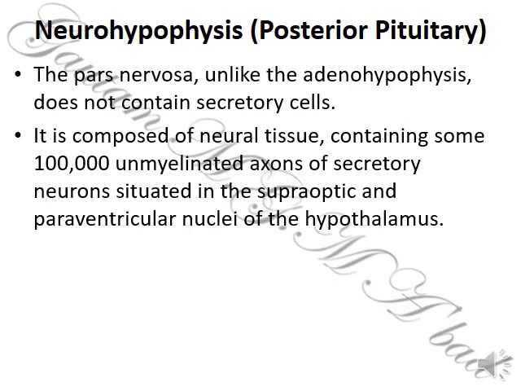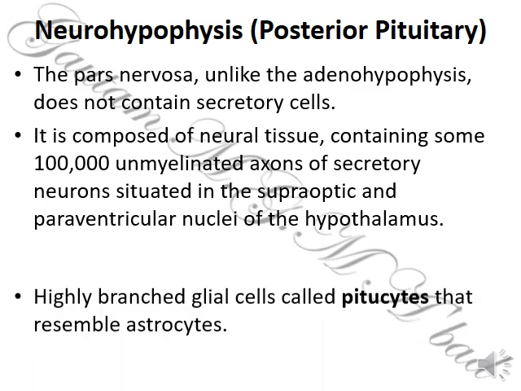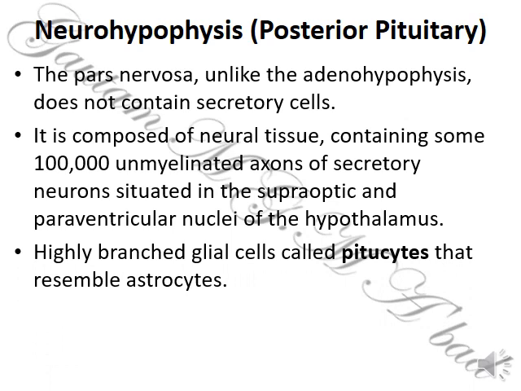This neural tissue contains around 1 lakh unmyelinated axons whose neuronal bodies are present in the hypothalamus, and they arise from two nuclei: the supraoptic nuclei of the hypothalamus and the paraventricular nuclei of the hypothalamus. They highly branch, and these axons are supported by highly branched glial cells.